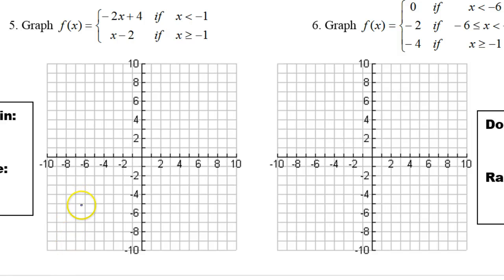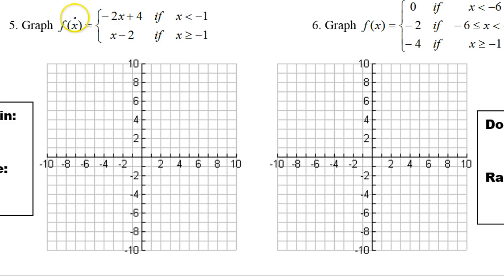Alright, in this video I'm going to show you how to graph piecewise functions. And number 5, I'm actually going to show you 2 ways to do it. I'm going to show you how to do it without a calculator and show you how to do it with a calculator.